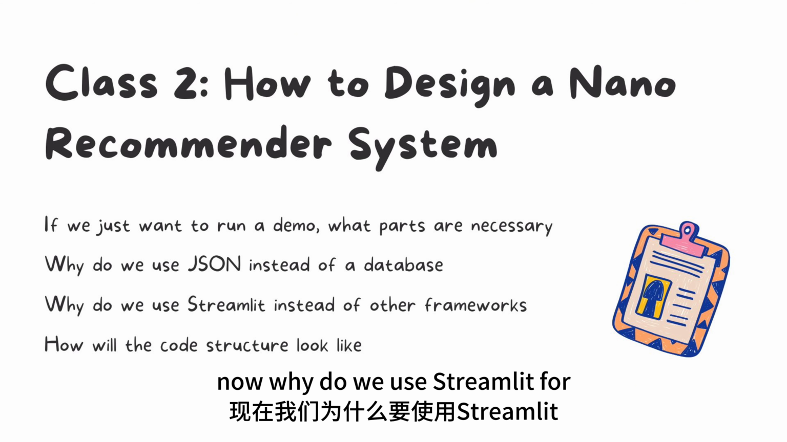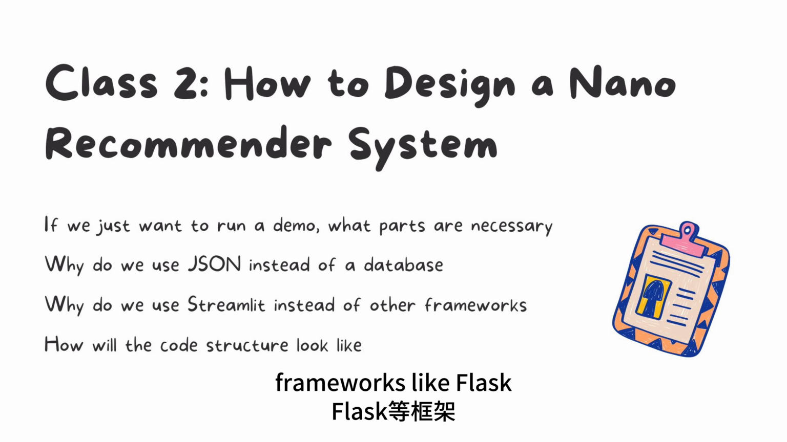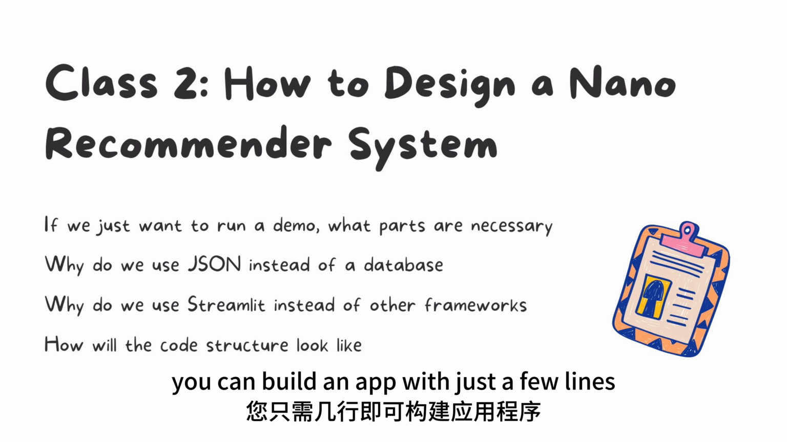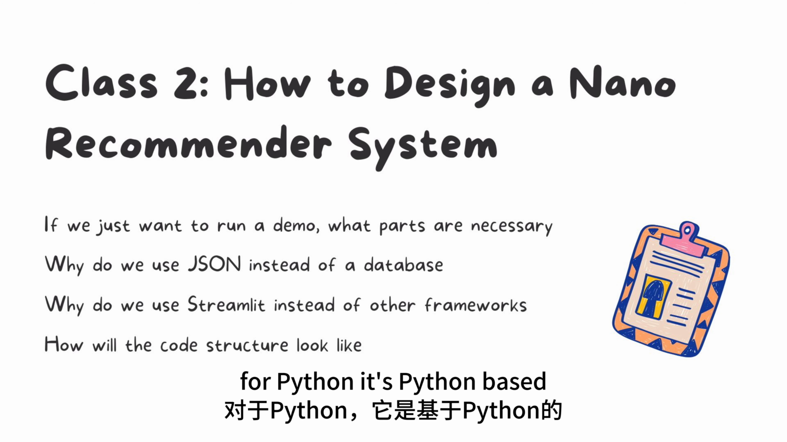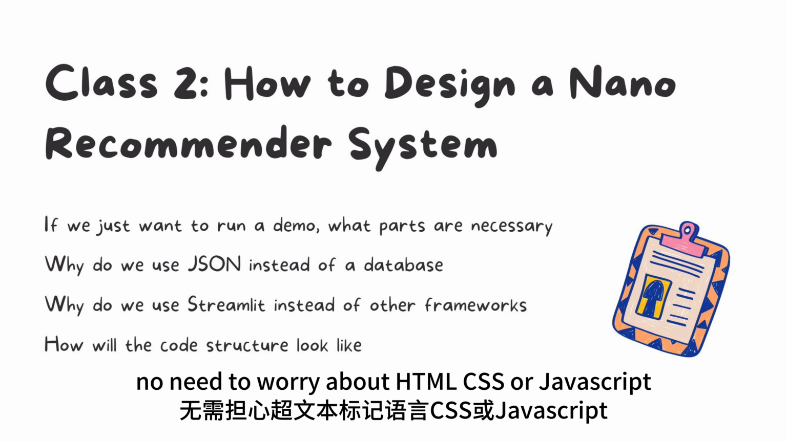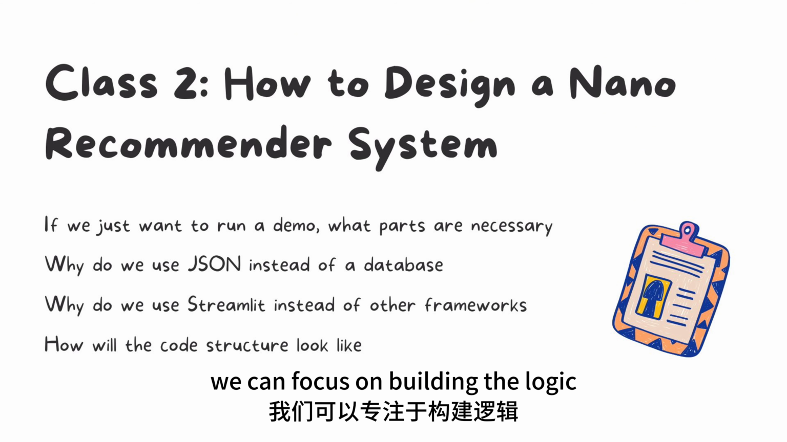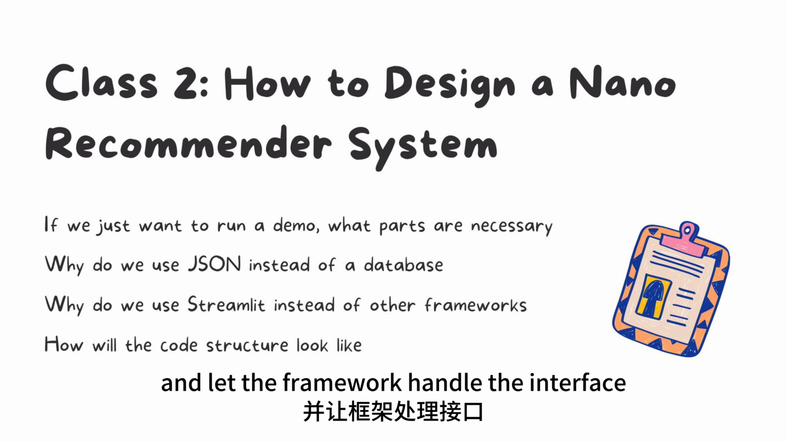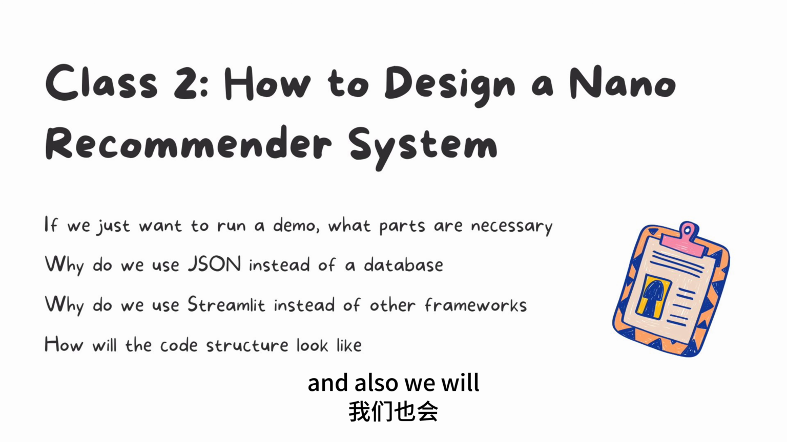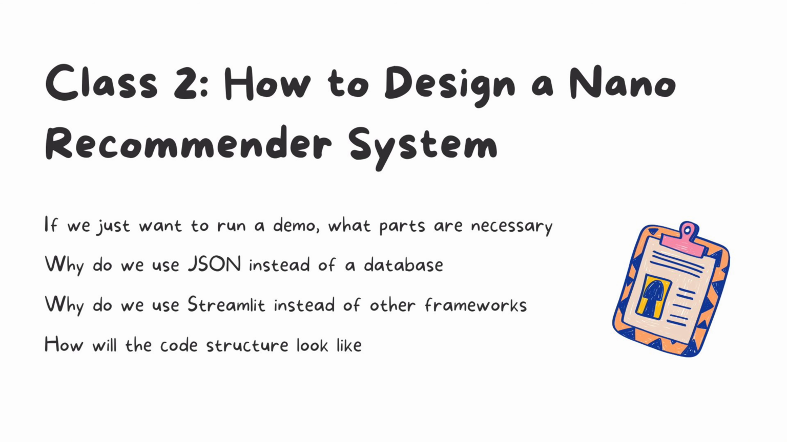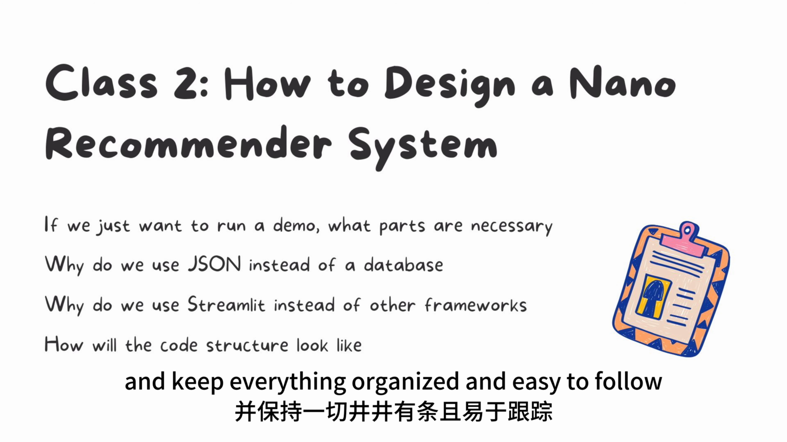Now, why do we use Streamlit for the front end instead of other frameworks like Flask? Streamlit is perfect for beginners because it's easy to learn. You can build an app with just a few lines of Python. It's Python-based. No need to worry about HTML, CSS, or JavaScript. It's fast. You can see changes in real time as you code. With Streamlit, we can focus on building the logic and let the framework handle the interface. And also, we will introduce what the code structure looks like and how to keep everything organized and easy to follow.